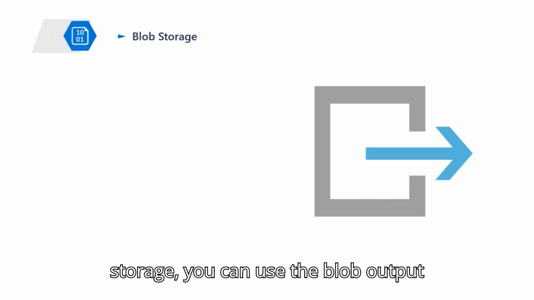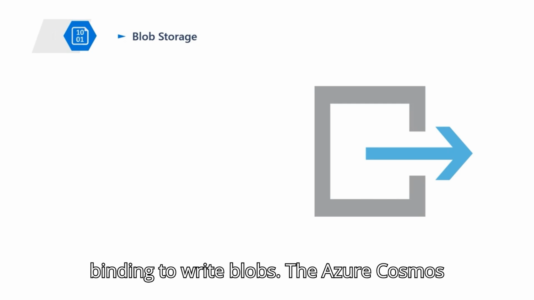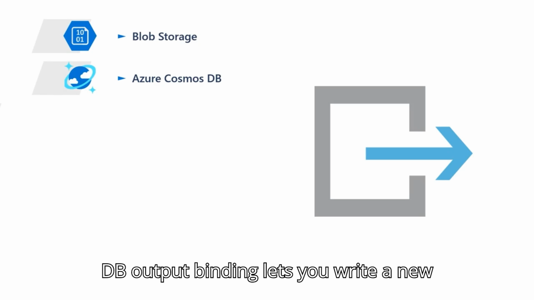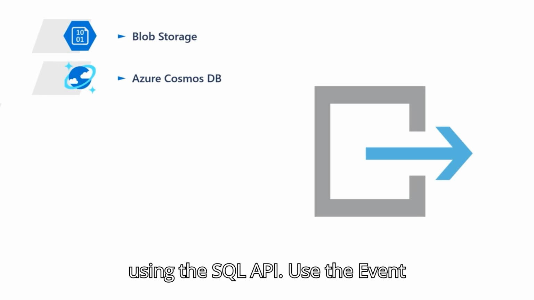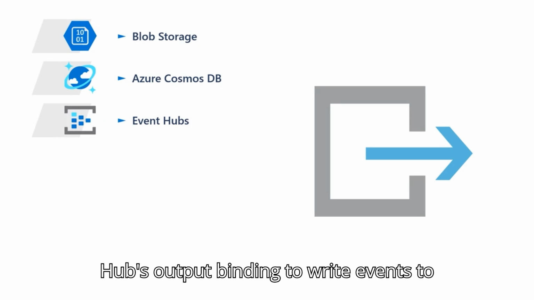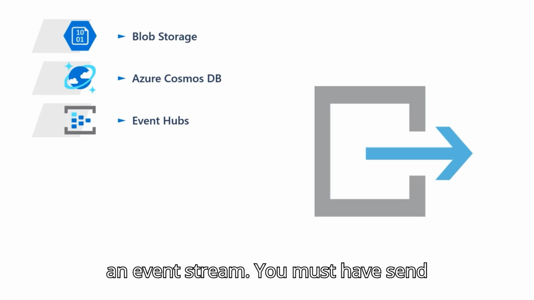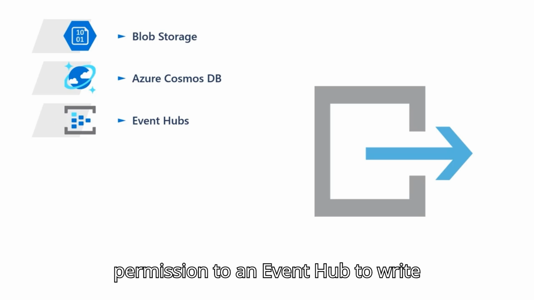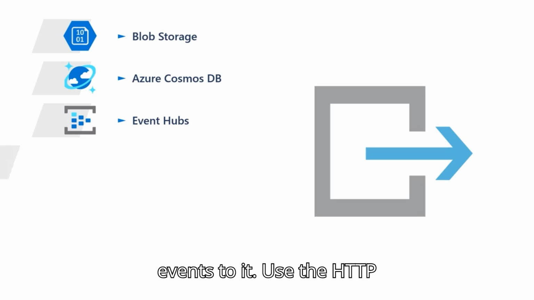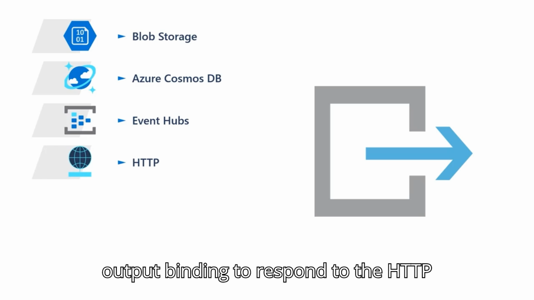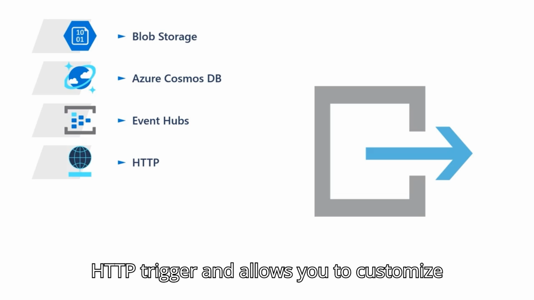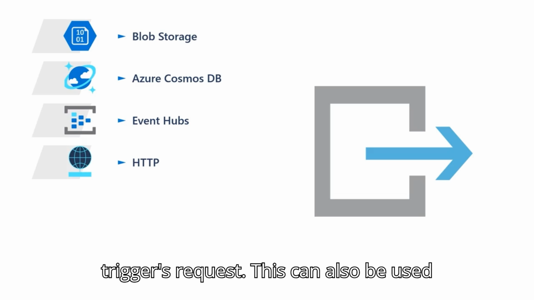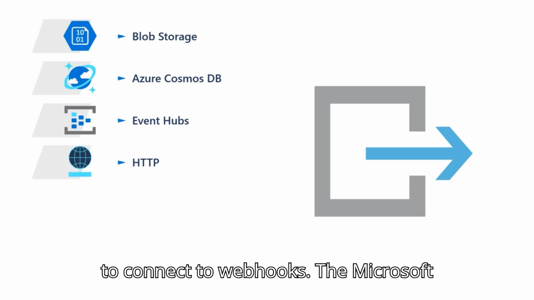For blob storage, you can use the blob output binding to write blobs. The Azure Cosmos DB output binding lets you write a new document to an Azure Cosmos DB database using the SQL API. Use the Event Hubs output binding to write events to an event stream. You must have send permission to an Event Hub to write events to it. Use the HTTP output binding to respond to the HTTP request sender. This binding requires an HTTP trigger and allows you to customize the response associated with the trigger's request. This can also be used to connect to webhooks.